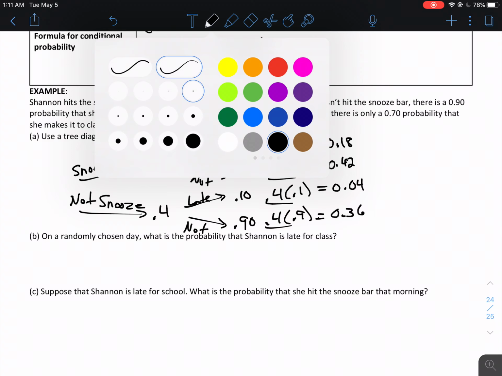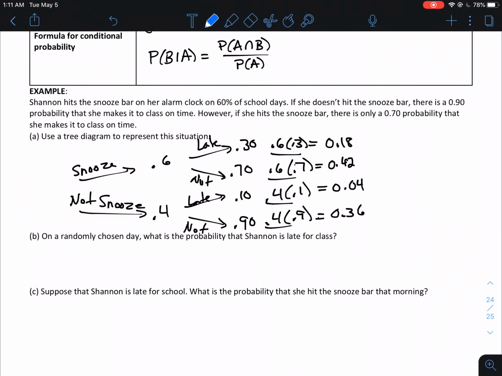Okay, so for part B, on a randomly chosen day, what is the probability that Shannon is late to class? Well, to be late to class, there's two different ways that you could do that. There's late right here, and that was 18% of the time. And there's late right here, which is 4% of the time. So, total probability that she's late, add those together. So it looks like she's late about 22% of the time to class. So it looks like about once a week showing up late to class.